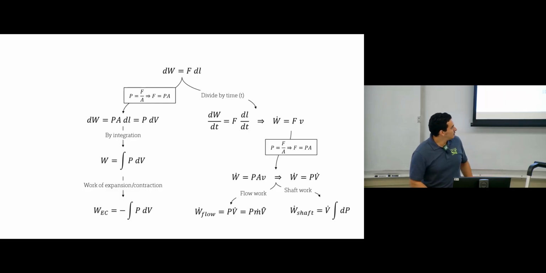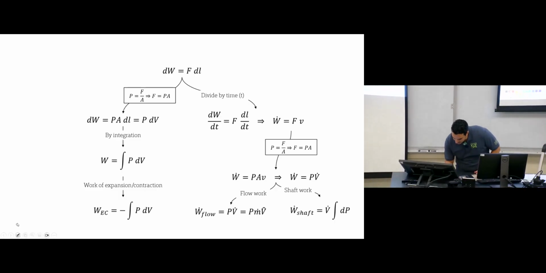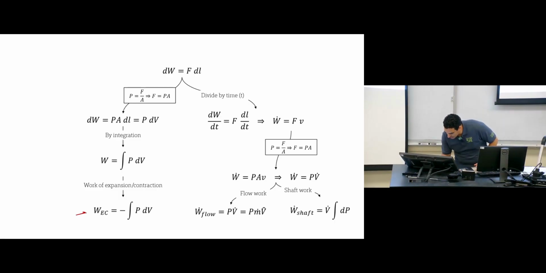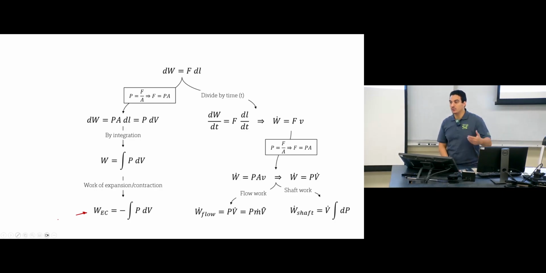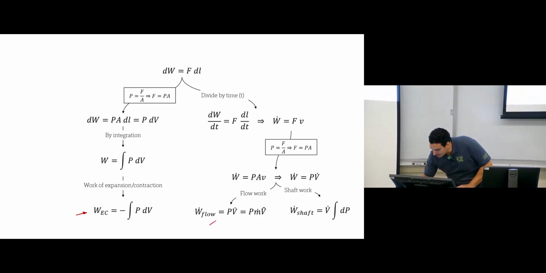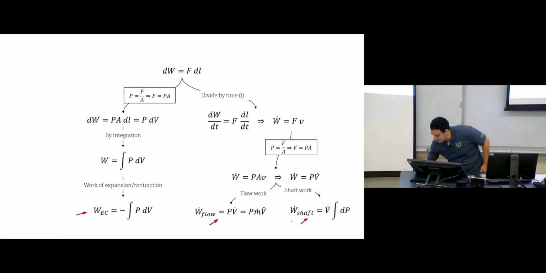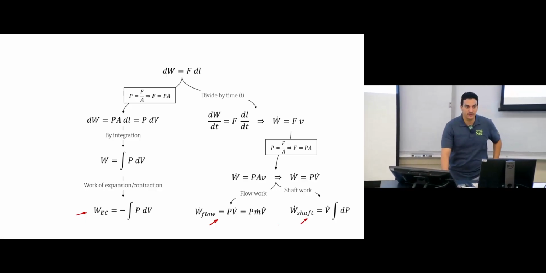Okay. So we have here the three final forms of energy we have. So we have this one. This is the formula that we can use to calculate work of expansion contraction. This is the formula that we are using to calculate the flow work, and this is the formula we are using to calculate the shaft work.